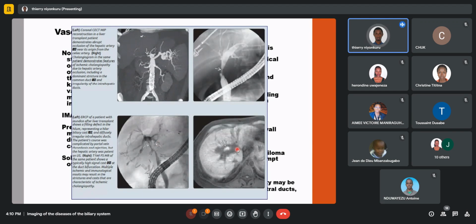On this MRI sequence, a T1 weighted image, you can see the bifurcation of the right hepatic duct. There is this high signal intensity and a distal stricture which has caused proximal dilatation, and which is also a characteristic of ischemic cholangiopathy.